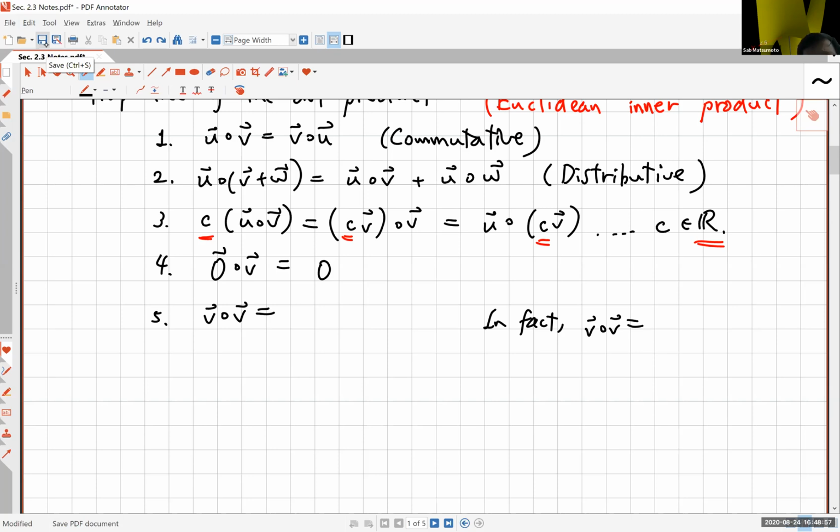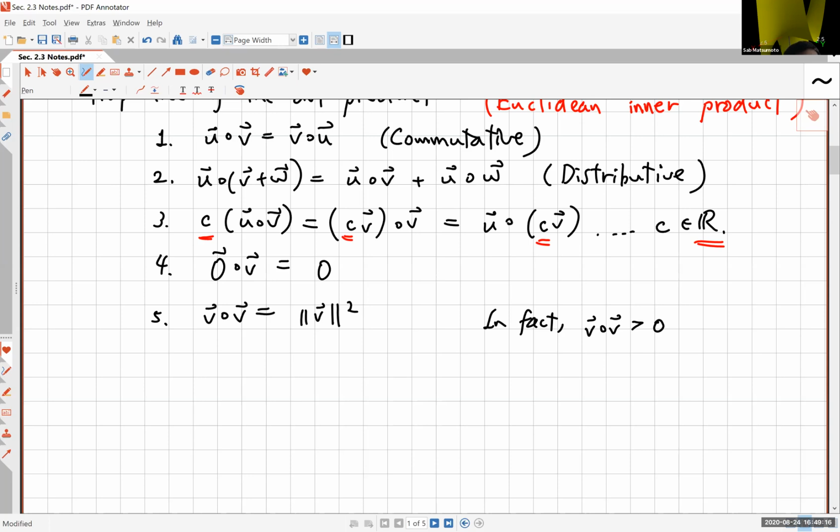And then finally, as I mentioned, v dot v is always going to give you the norm of the vector squared. And in fact, you can tell that v dot v is always greater than or equal to zero.